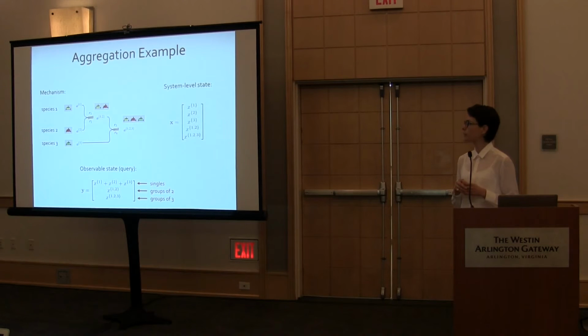So here we have an aggregation mechanism where we have 3 different robot species. Robots of species 1 and 2 aggregate before the robot of species 3 can join. Our internal system state is represented in these 5 states on the right there, and our observable state, or the query, is essentially telling us how many robots are single, how many robots are collaborating in groups of 2, and how many robots are collaborating in groups of 3.